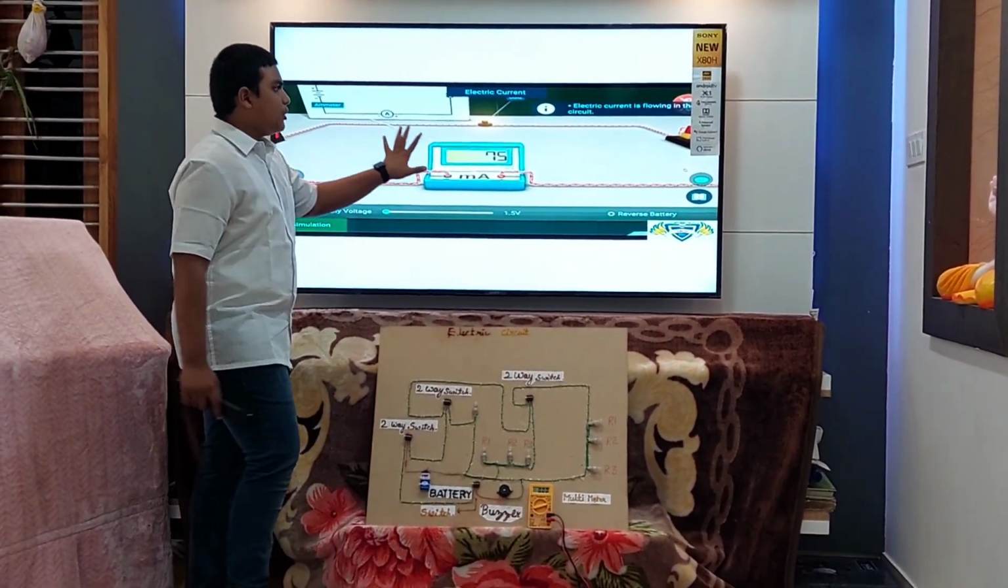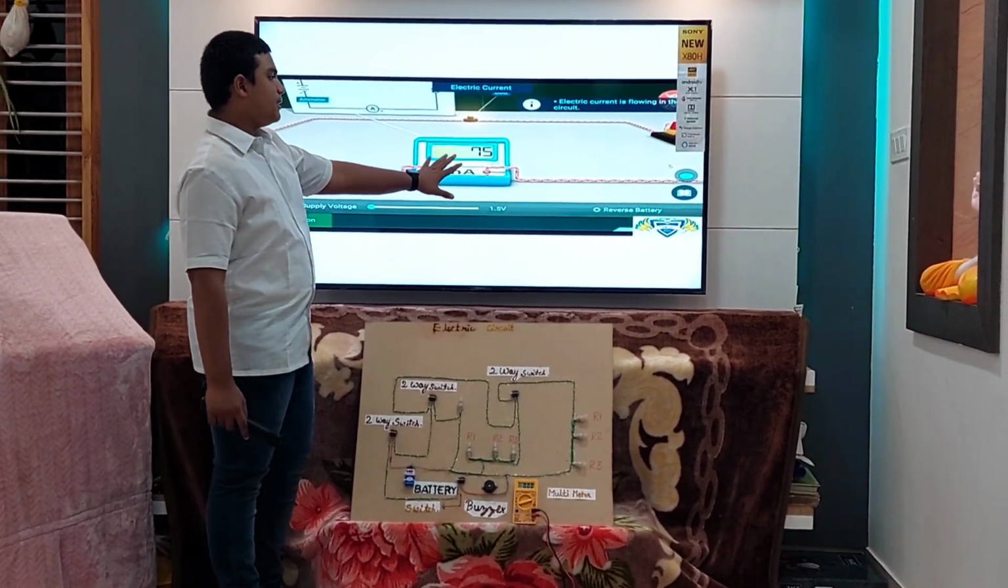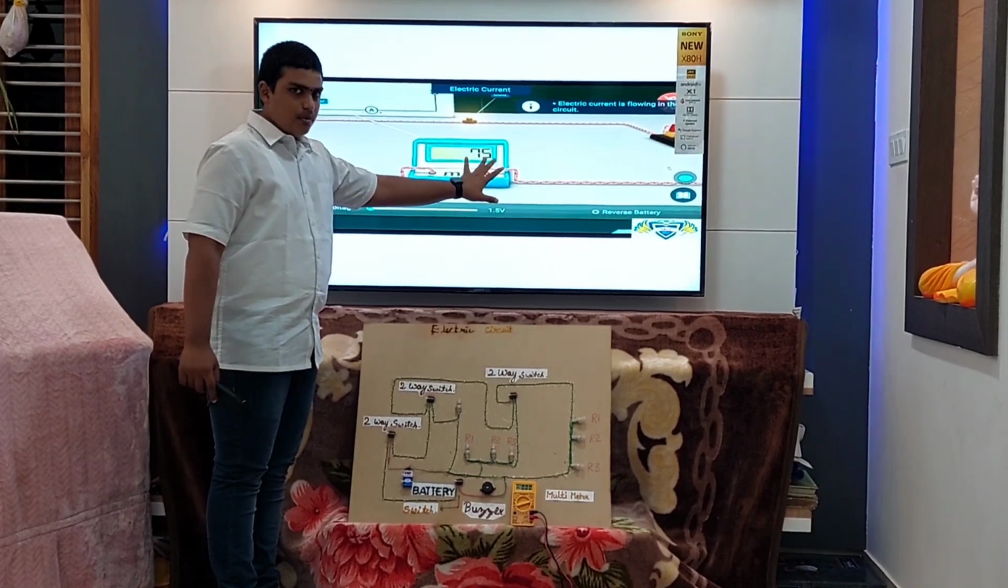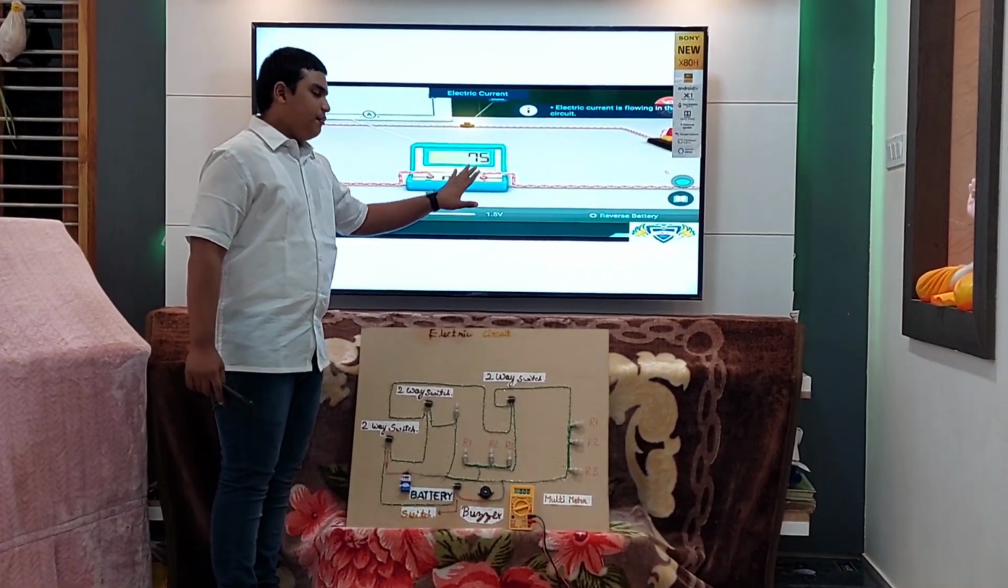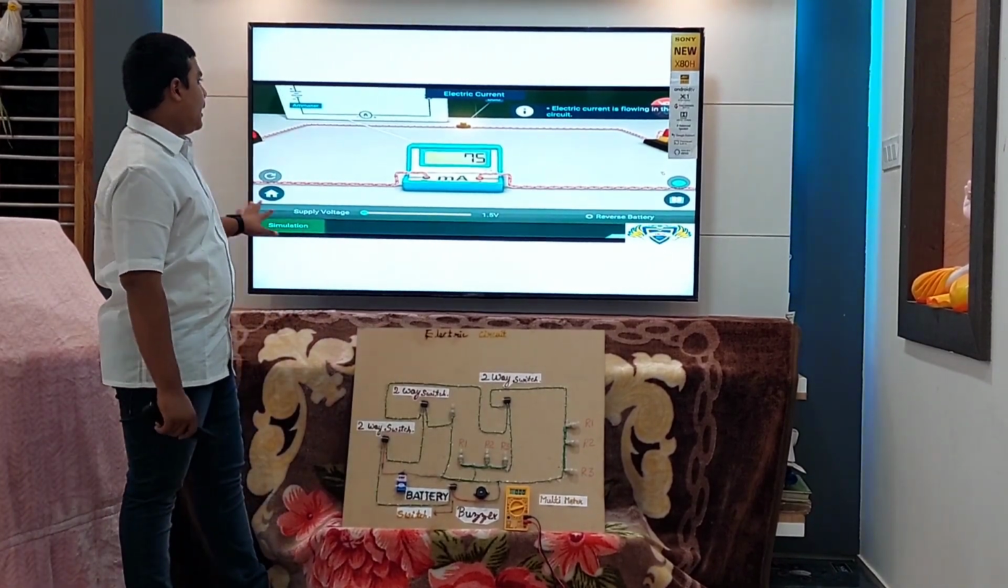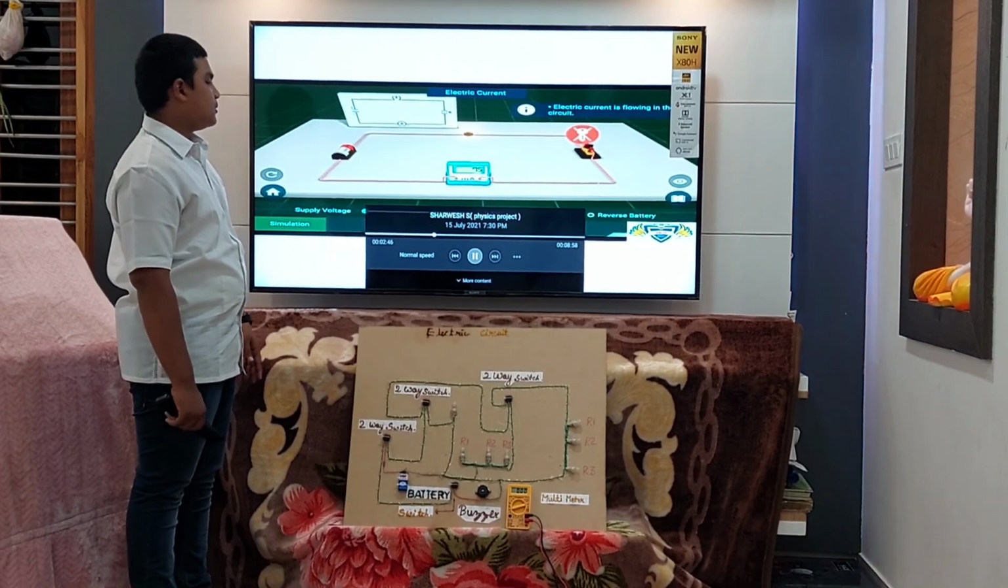Here in this circuit, the current in milliampere is taken as 75, and the ammeter is connected in series in a circuit through which the current is to be measured.